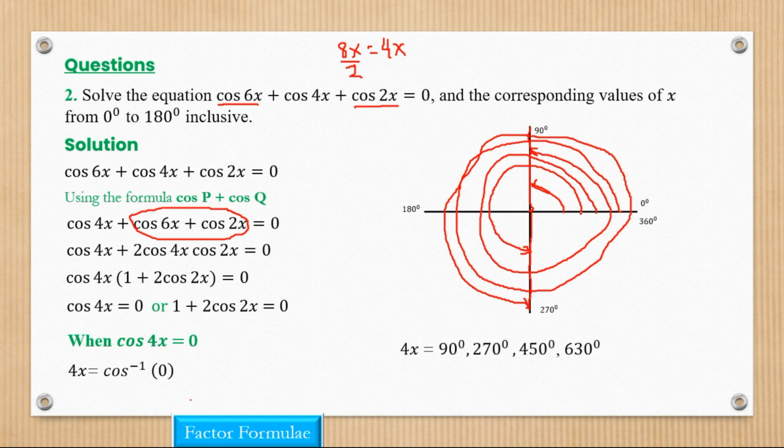So these are the values we've gotten. We've actually gotten 90 degrees, 270, 450, and 630. So when you divide everything by 4, we actually have that. So those are the values of x.